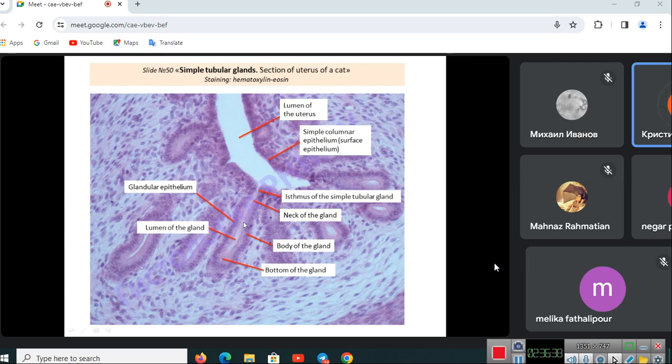Here we have the lumen, the cavity of this gland. In this lumen, the secretion released by the cells goes through neck, through isthmus, to the lumen of uterus. Gland is made up of glandular epithelium, and the neck and isthmus and lining epithelium here is lining or surface epithelium.